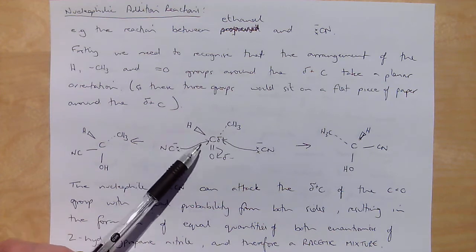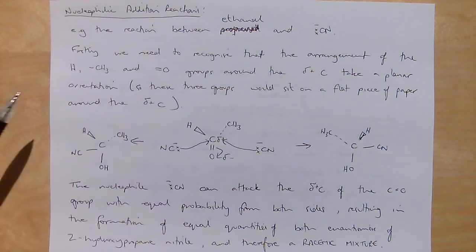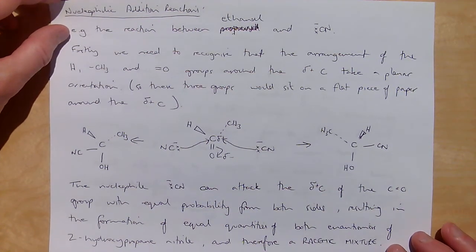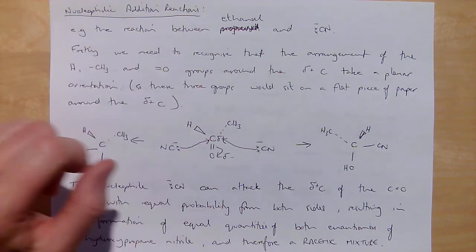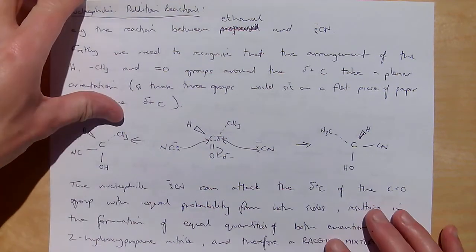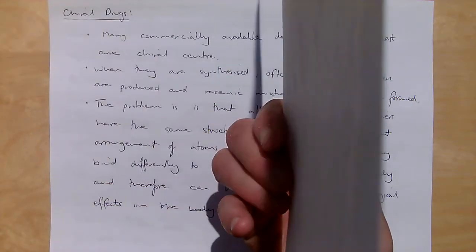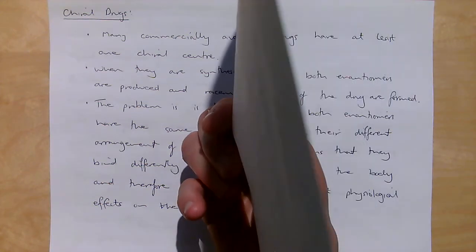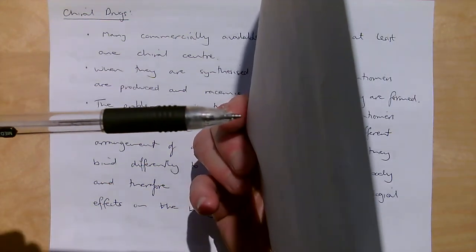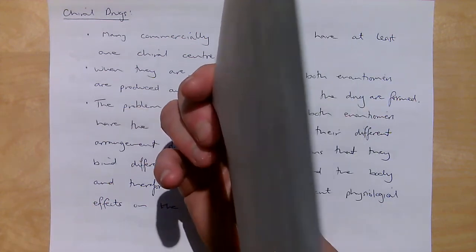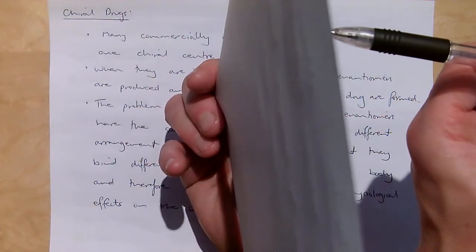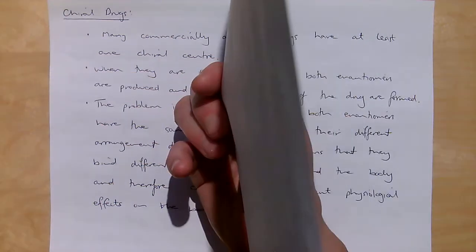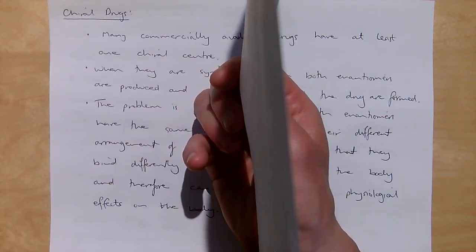If I had my piece of paper, they'd all sit on the piece of paper. So let's think what effect that has on where the CN minus can attack the delta positive carbon. I'm going to pick this piece of paper up. My ethanal lies on that paper. CN minus could attack from that side, or CN minus could attack the delta positive carbon from that side. The CN minus could attack from either side with equal probability.